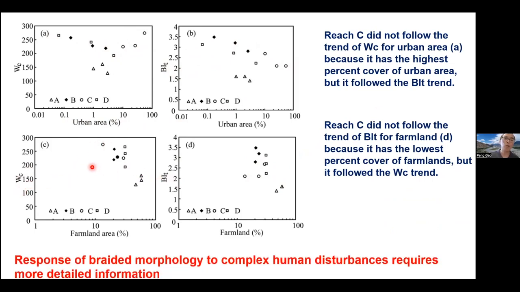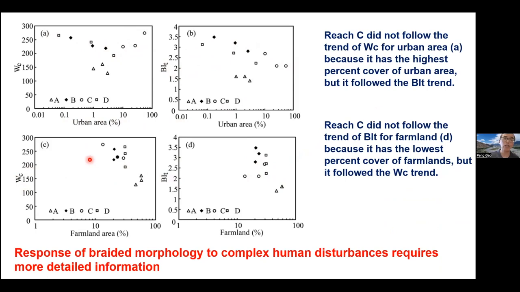The point I want to make here is that the response of braided morphology to the different types of human activities is very complex. We really need more information to separate the impact of different types of human activities on the river morphologies. And this is ongoing research we are doing right now.